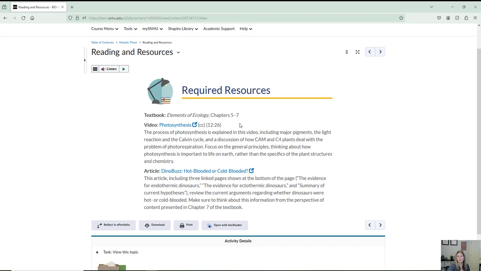And then it goes more specifically into animal adaptations as well as plant adaptations. So there's some good information in our textbook this week. We also have some supplemental information. So we have a video on photosynthesis. This is a fairly short video, but it'll help us understand how certain plants have adjusted the way they undergo photosynthesis based on the environment that they're in.